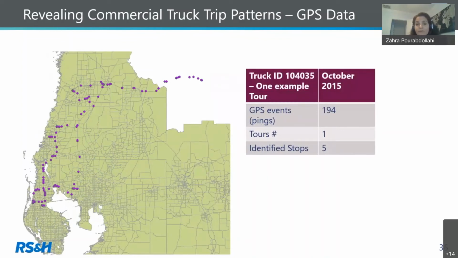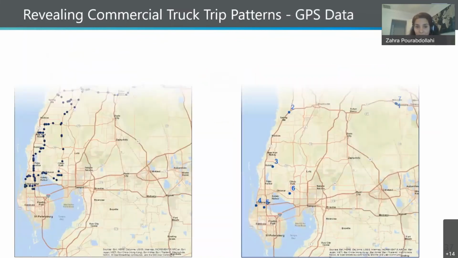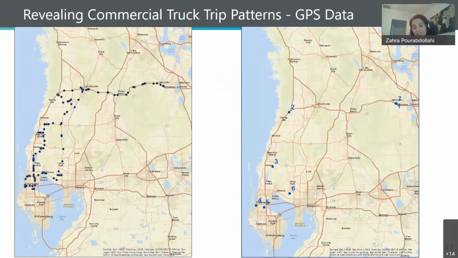These are all the GPS pings associated with tour number 1, and 5 stops were identified after processing of this tour, and these are the stops shown on the TAZ level. And then the next step was to integrate this processed data with the network information to reveal the route choice and also the location of the stops, destinations.